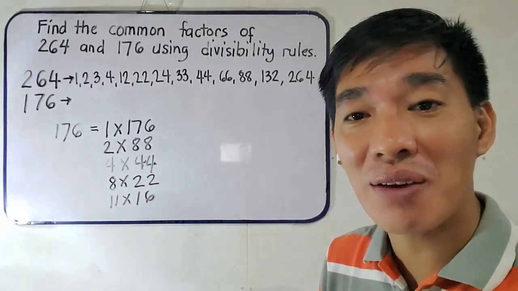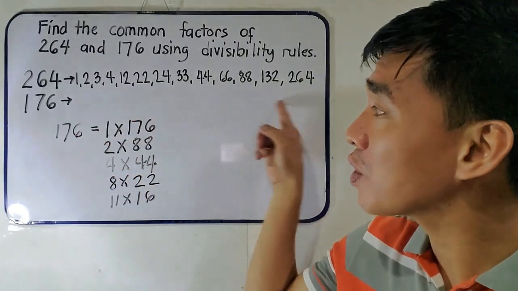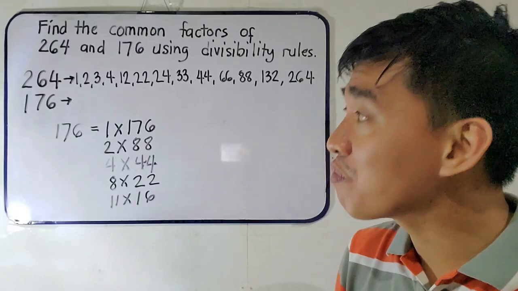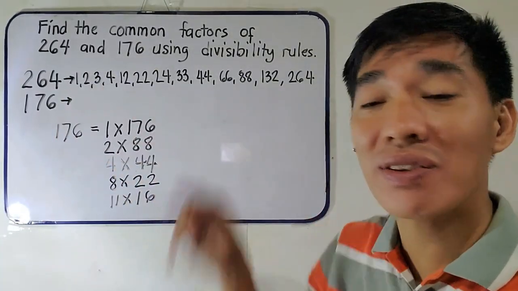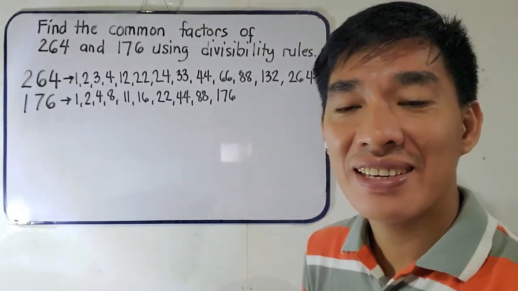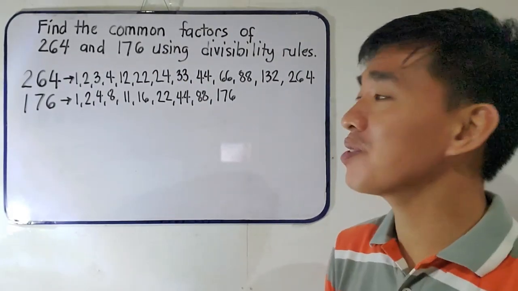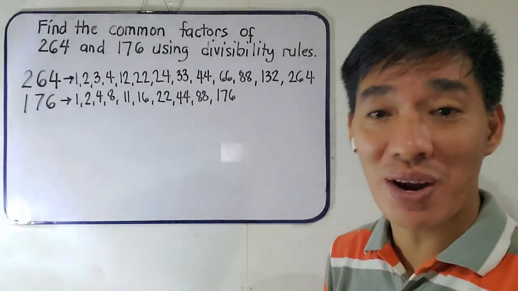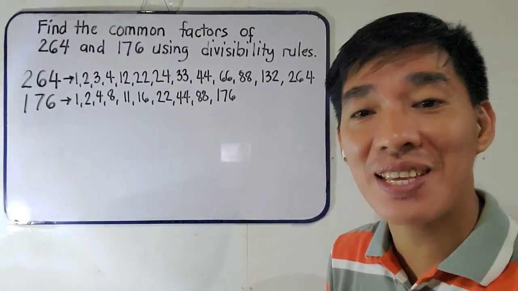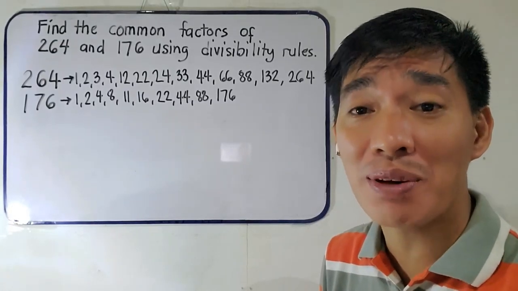Now, the next thing that we have to do is to list down also the factors of 176 and later compare it to the factors of 264 to get their common factors. So there you have it, the factors of 264 and 176. After you already have the factors of these two numbers, the next thing that you have to do is to look for their common factors.